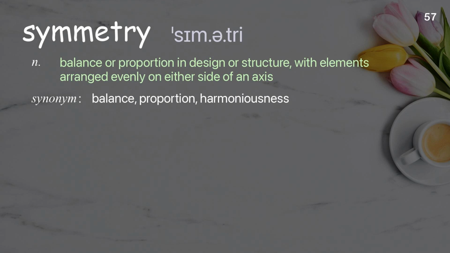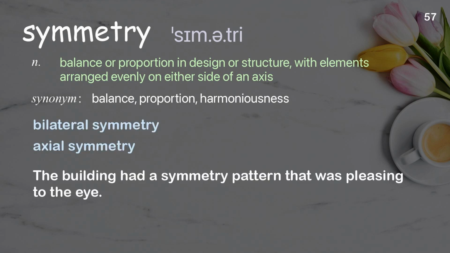Symmetry. Balance or proportion in design or structure, with elements arranged evenly on either side of an axis. Examples: Bilateral symmetry. Axial symmetry. The building had a symmetry pattern that was pleasing to the eye.